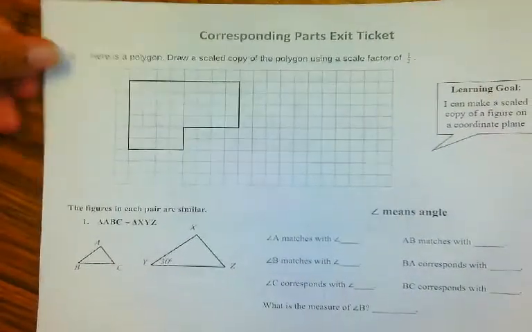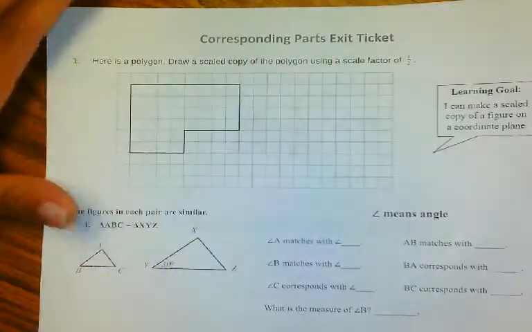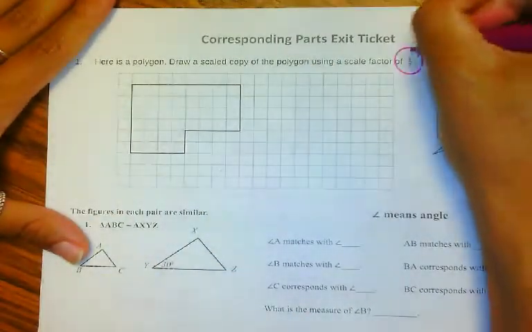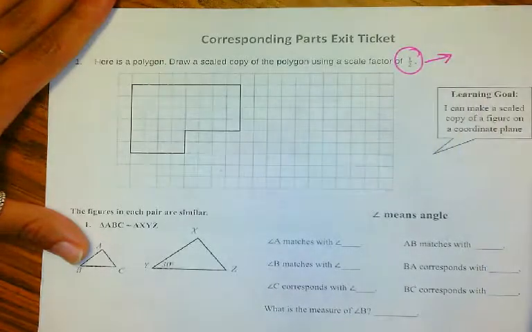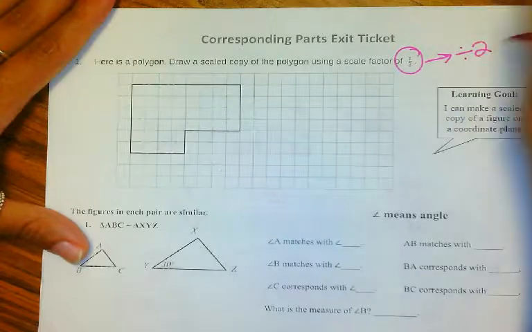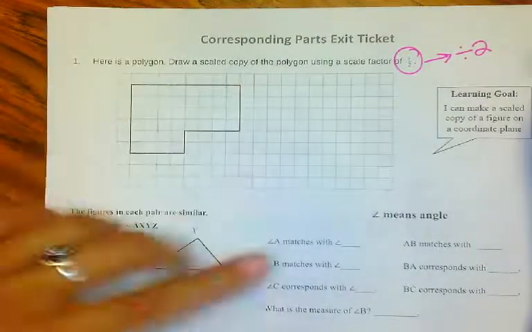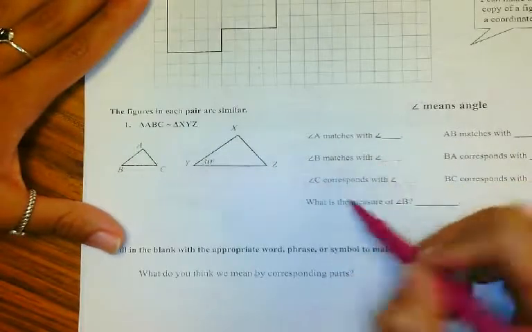So now you have this page. This is your exit ticket. So here's the polygon. Draw the scale copy of the polygon using a scale factor of a half. Well, a half, what did I just say a half means? Hopefully you said divide by 2. So you are dividing each one of these sides by 2 and then creating your new one, all right? Over here, you're picking the one that it matches.